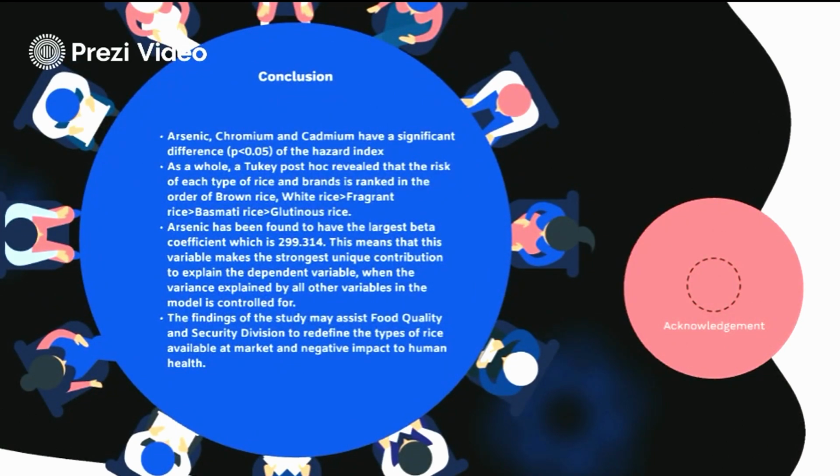As a whole, a Tukey post hoc revealed that the risk of each type of rice and brands is ranked in the descending order of brown rice, white rice, fragrant rice, basmati, and lastly glutinous rice. Arsenic has been found to have the largest beta coefficient, which is about 299. This means that this variable makes the strongest unique contribution to explaining the hazard index, when the variance explained by all other variables in the model is controlled for. These findings may assist the Food Quality and Security Division to redefine the types of rice available at market and their negative impact to human health.